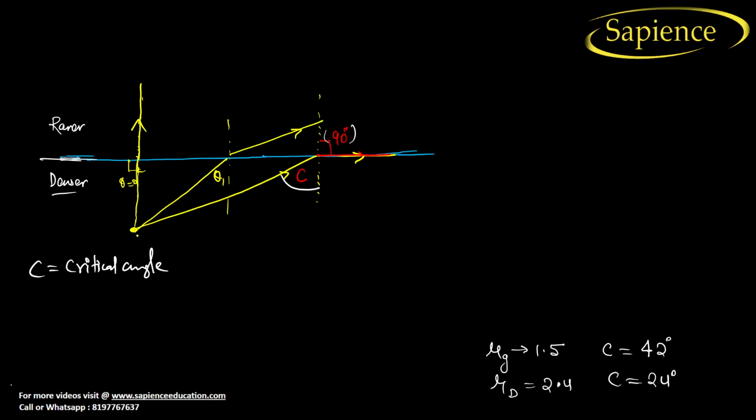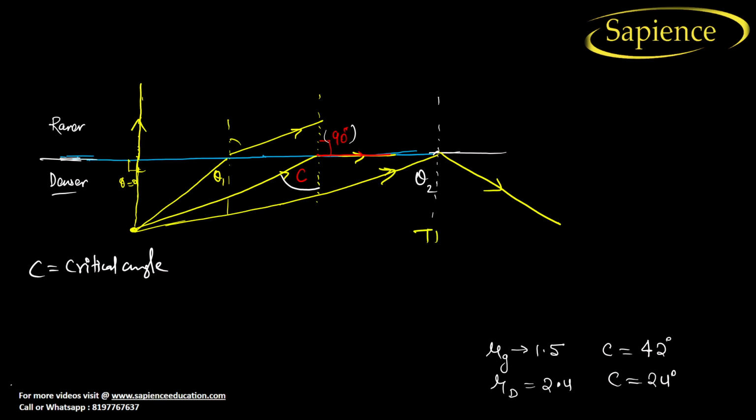As soon as you increase this angle a little bit more, what will happen? Let us consider this is theta 2. We have observed that it will bend even more away from the normal. Here is the incident ray, and this is the reflected ray. Light bends more away from the normal when it passes from a denser to a rarer medium, and its angle starts increasing. As soon as it increases greater than the critical angle, we have observed that total internal reflection happens.